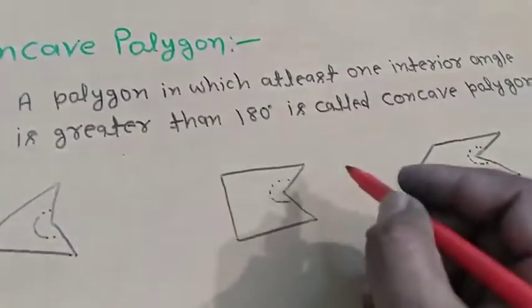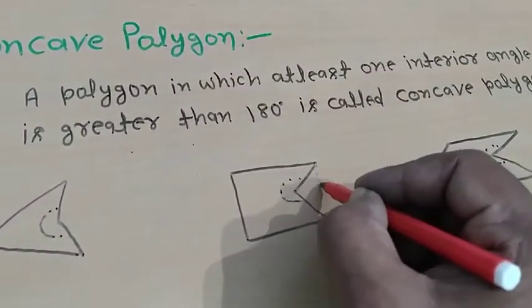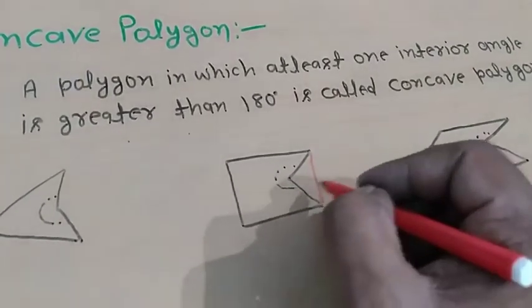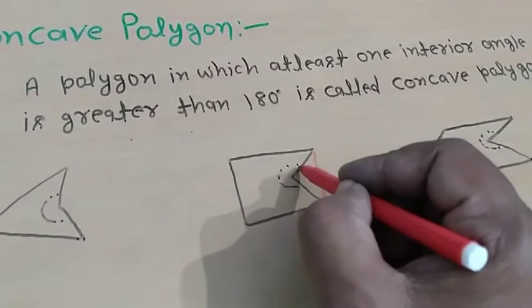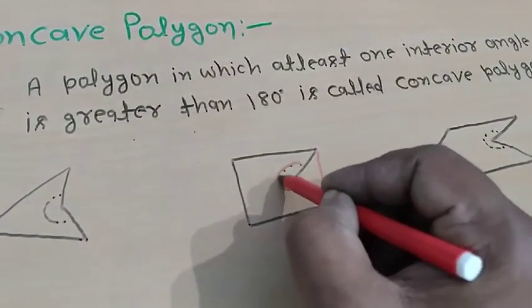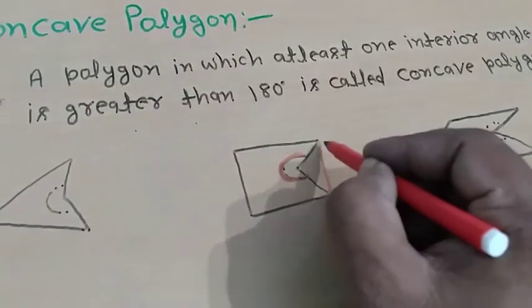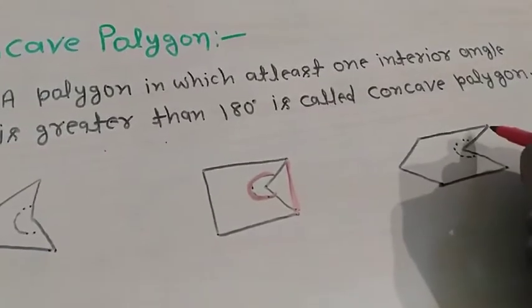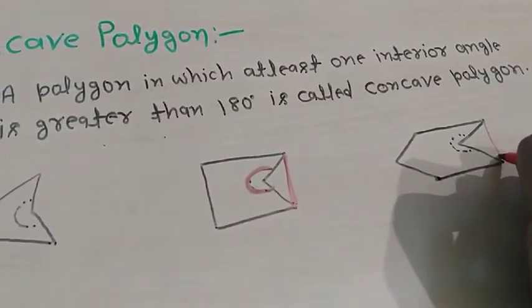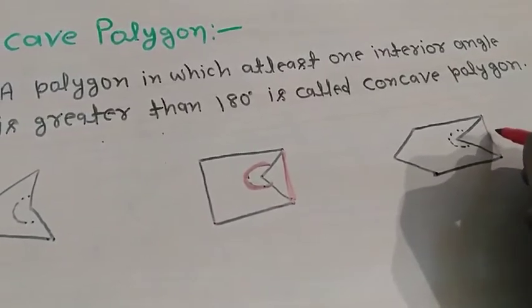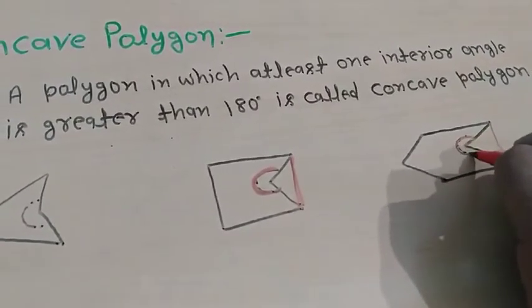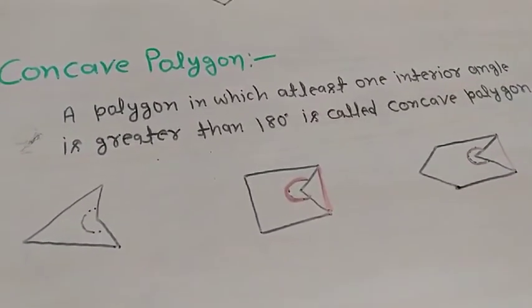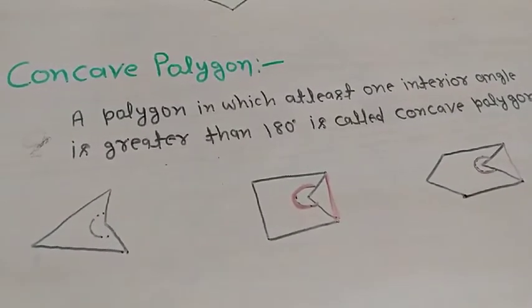Now you join this vertex, the red line. This is a diagonal of this polygon and this is an angle. This angle is greater than 180 degrees and this diagonal lies outside of the polygon. And in this polygon, if you join this vertex, this diagonal is outside the polygon and this angle is greater than 180 degrees. Okay, so this is a concave polygon.